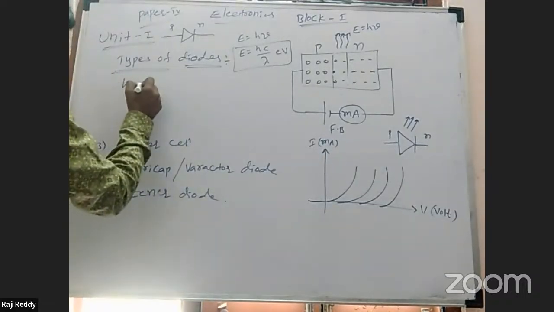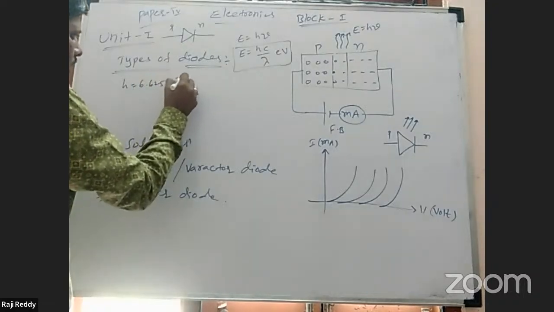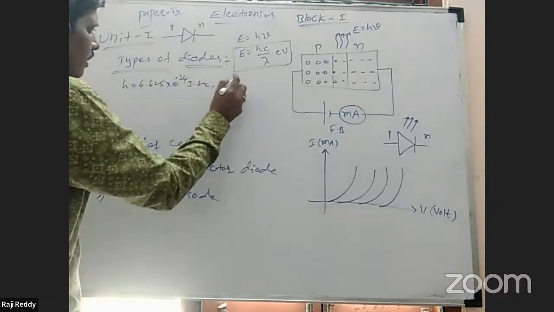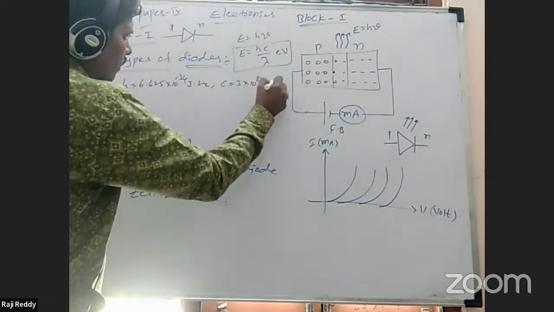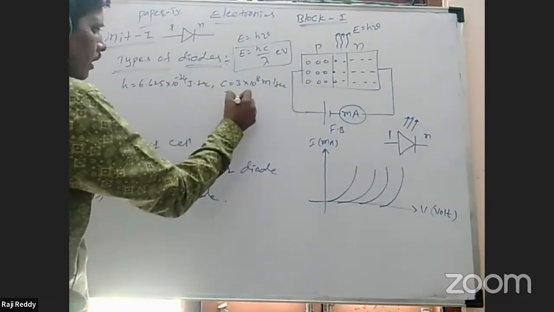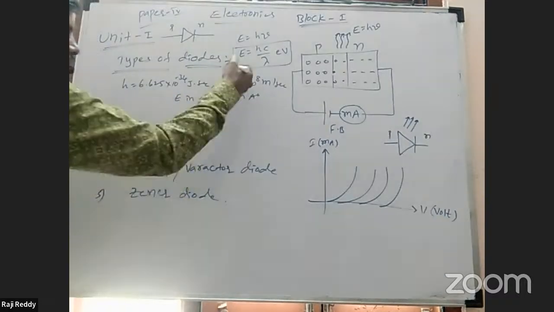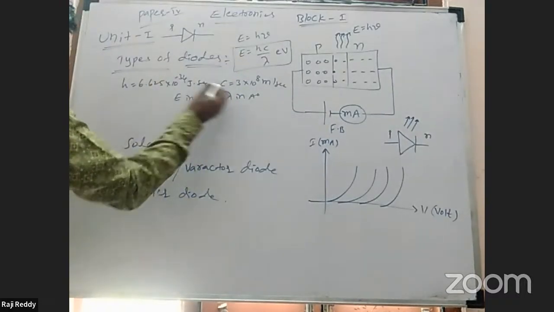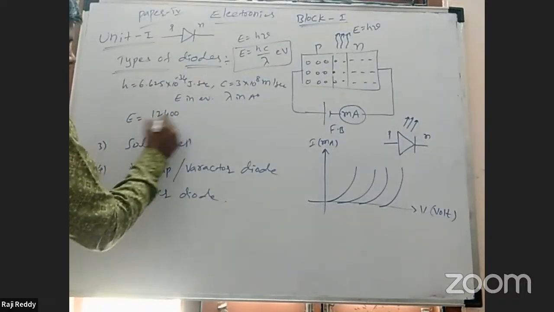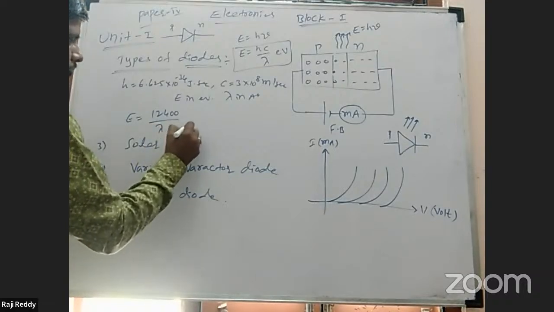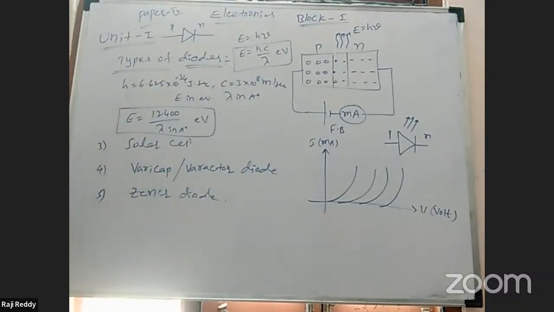Take E. h is the Planck constant, 6.625 × 10^-34 joule second. c is the speed of light in vacuum, 3 × 10^8 meter per second. Lambda we can take in terms of angstrom, then E will be in electron volt. After substitution we get a constant value, 12,400 by lambda, with lambda in angstroms. Finally we get energy in terms of electron volt.